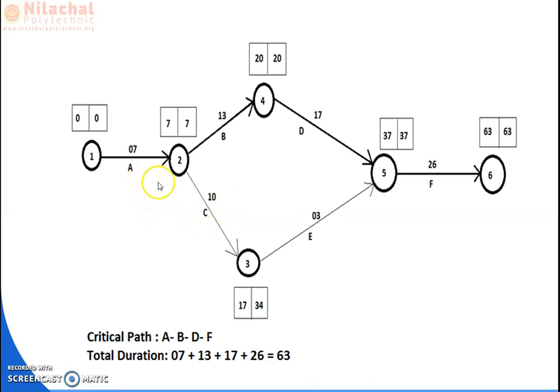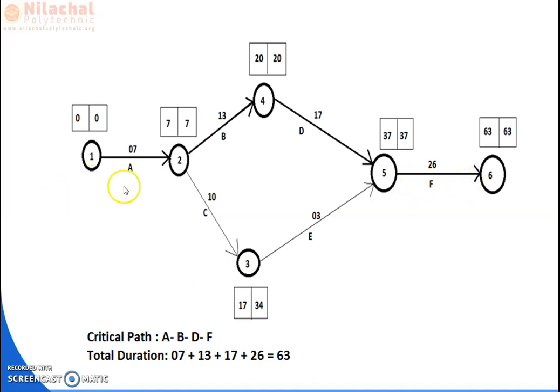We have seen that after A activity, B activity and C activity will be performed. After B activity, the D activity will follow. After C activity, E activity will follow. Simultaneously, the D and E activities are to be performed. After completion of all the activities, F activity will be done.